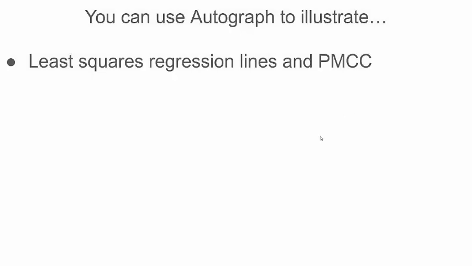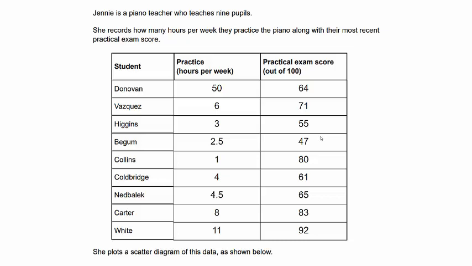You can use Autograph to illustrate least squares regression lines and the product moment correlation coefficient. You can use Autograph to illustrate questions like this. Bivariate data, it's number of hours practice and the student's exam score. So I'm going to switch to Autograph and then I'm going to type this data in.